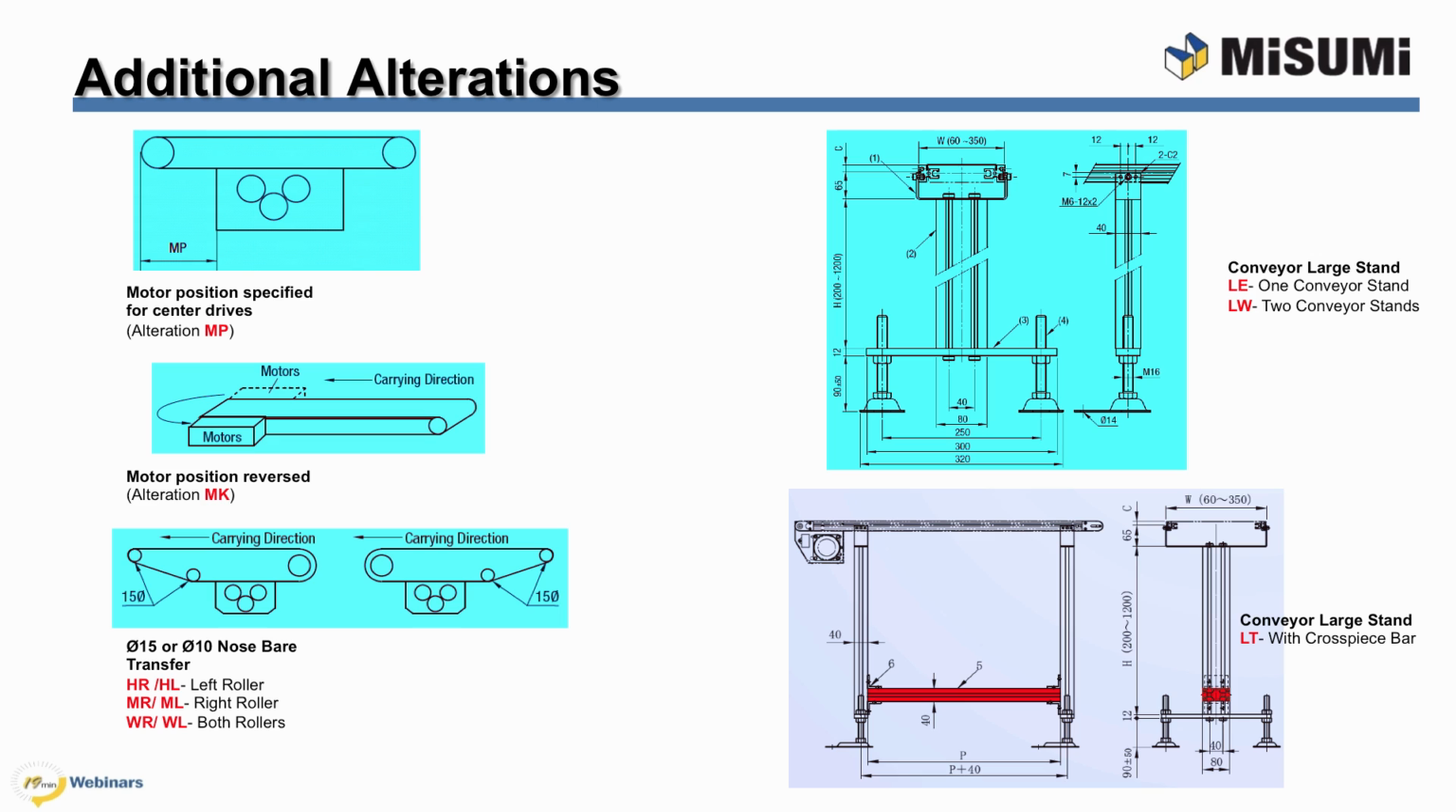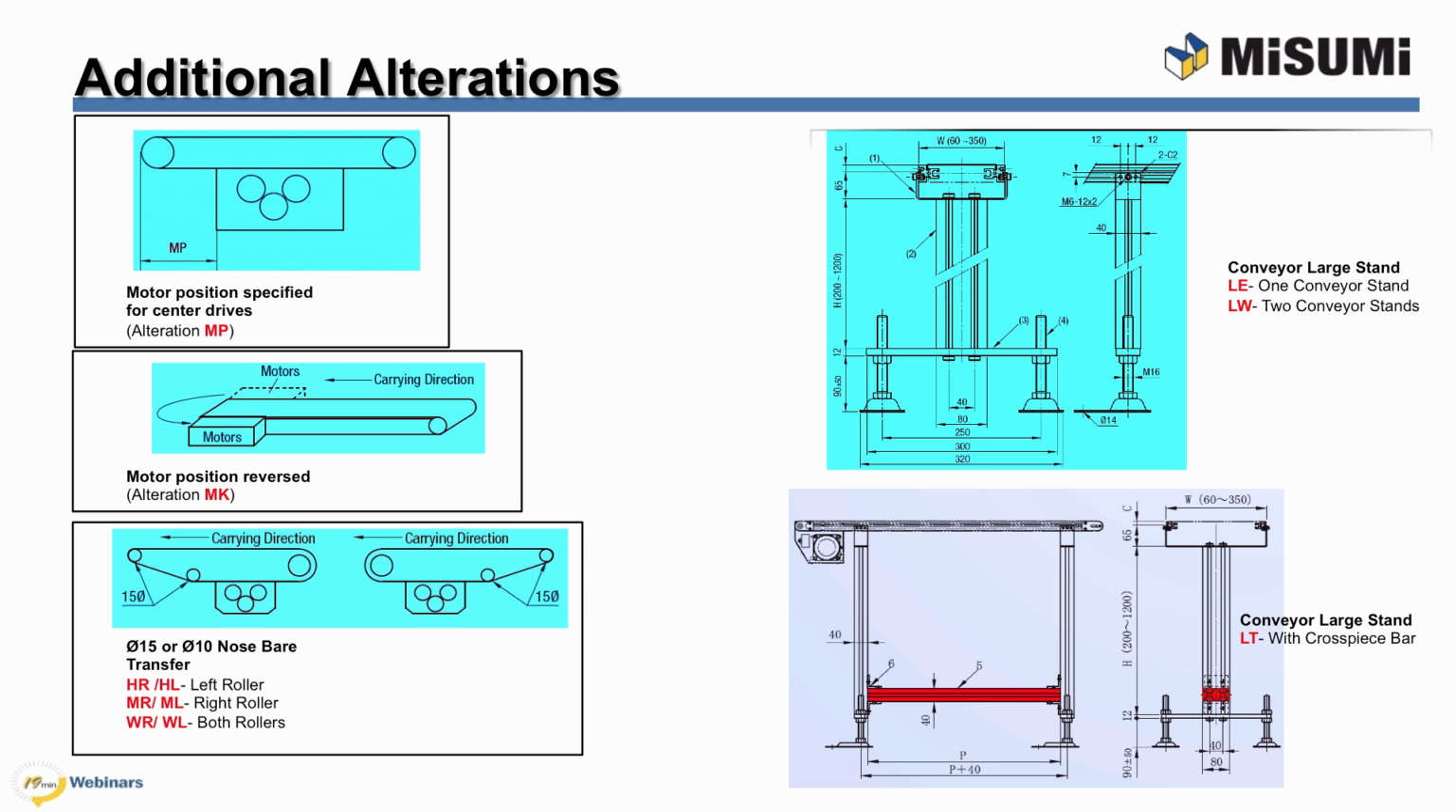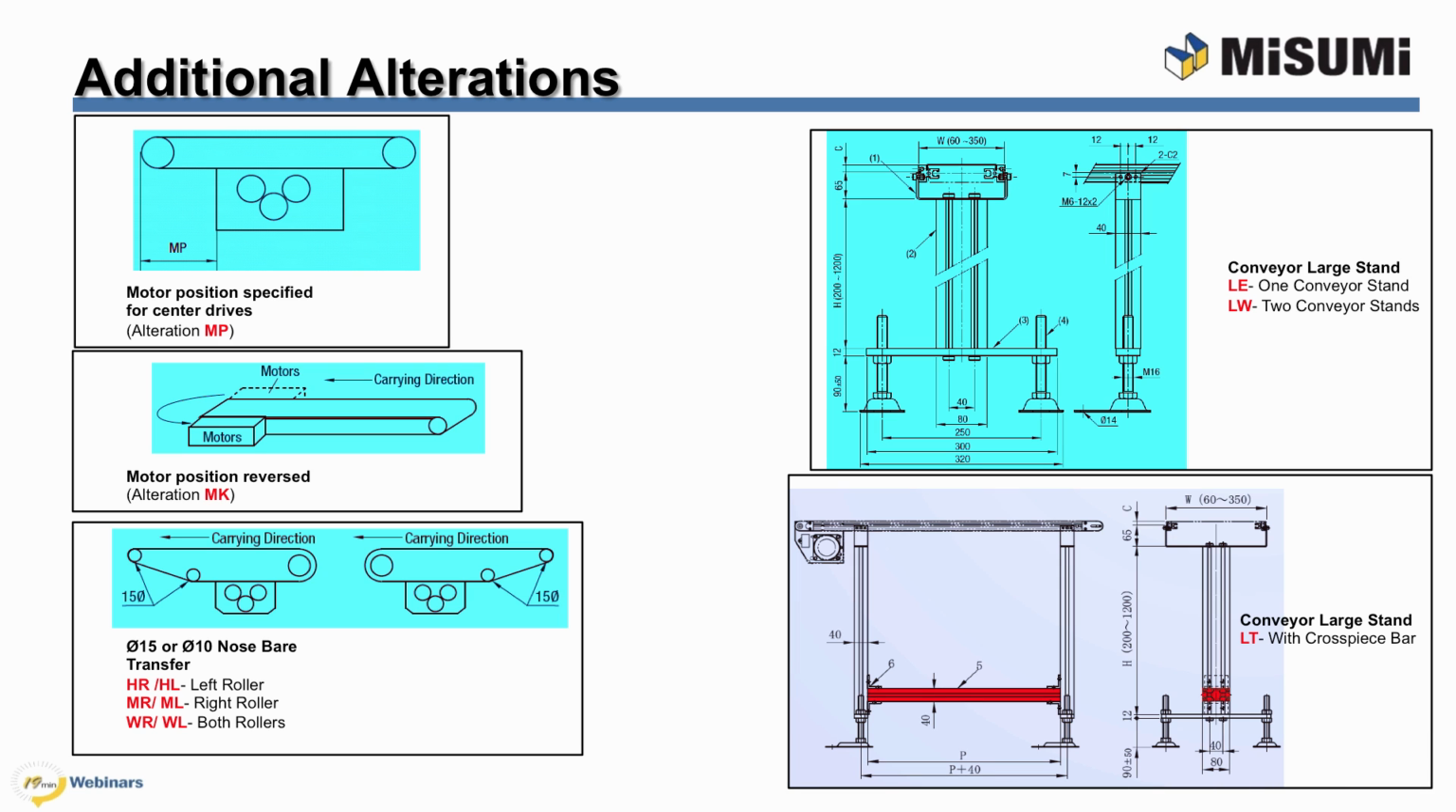There are several alterations that can be requested when configuring your conveyor. Motor position can be specified for center drive, alteration MP, or motor position can be reversed, alteration MK. Nose bar transfer can be added in 10 or 15 millimeter diameter. Conveyor stands or a large conveyor stand with a crosspiece bar can also be added for extra support.